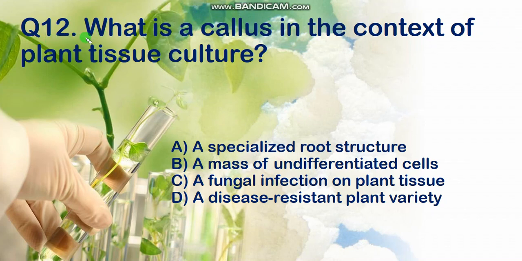Coming to the question number 12, what is the callus in the context of plant tissue culture? Option A specialized root structure. Option B, a mass of undifferentiated cell. Option C, a fungal infection in plant tissue. Option D, a disease-resistant plant variety. Here, callus means the mass of undifferentiated cell.